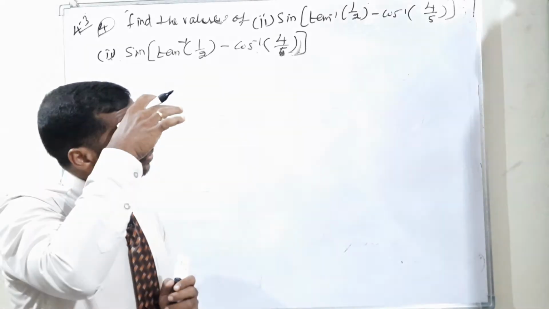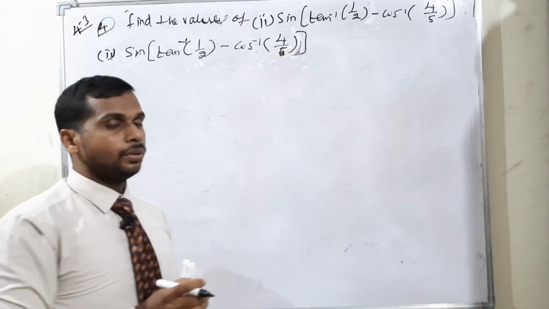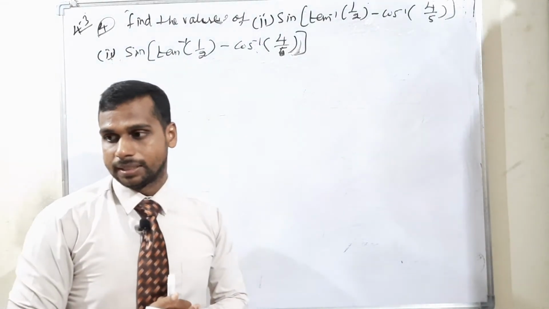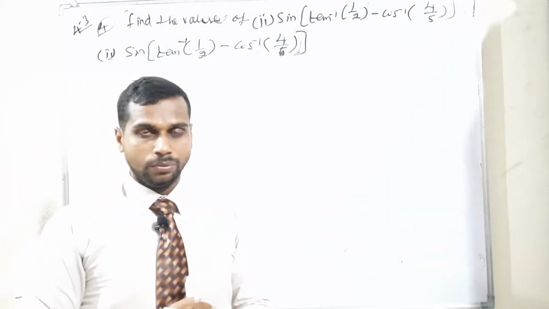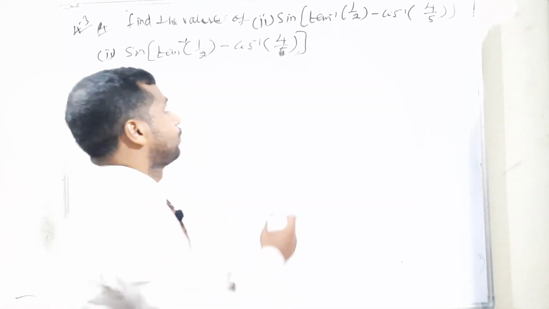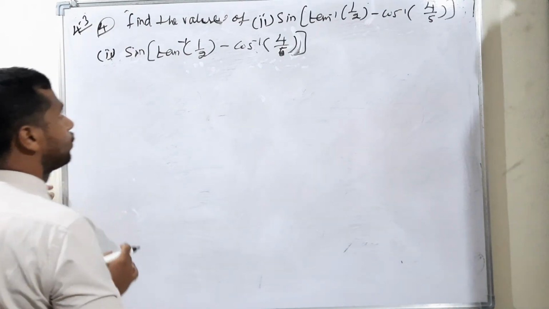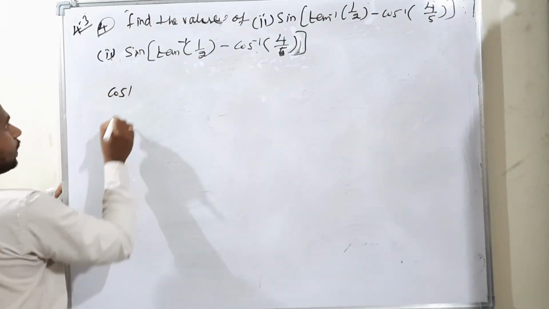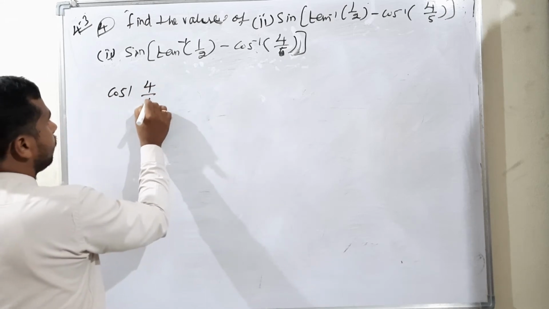So what do we have to do? This also has to be converted to tan inverse. After converting, tan inverse A minus tan inverse B is equal to, what is the formula? Tan inverse of A minus B over 1 plus A into B. So first we have to convert to tan inverse. How to convert? Listen now. So, cos inverse 4 by 5, isn't it?